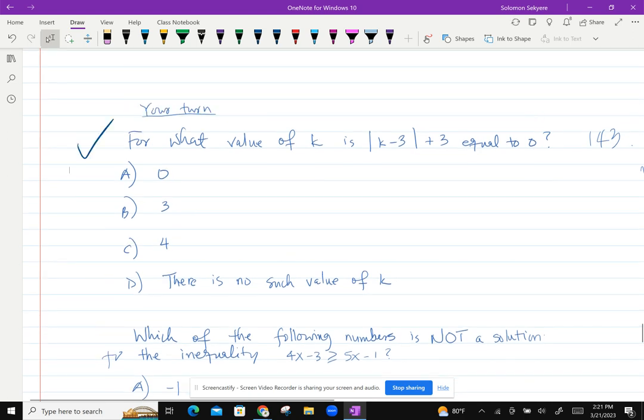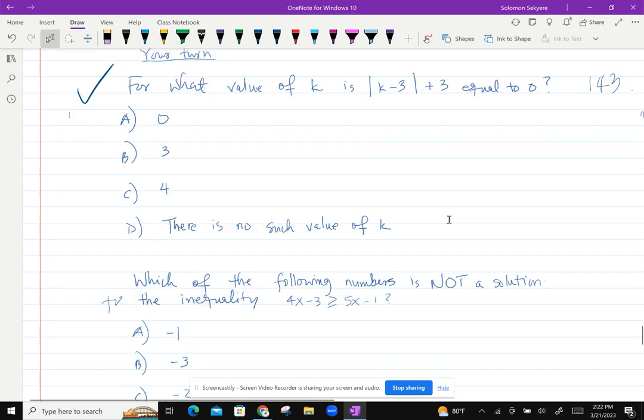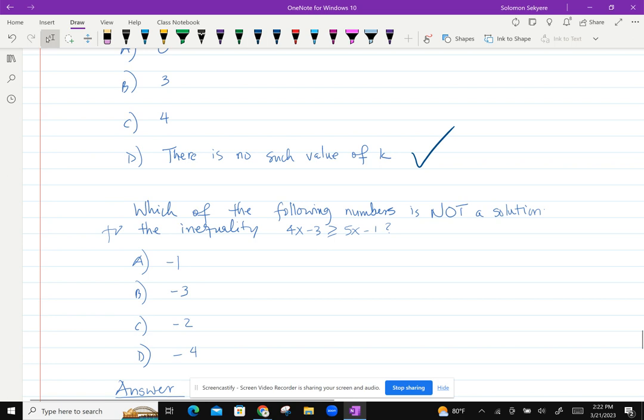So try this one right here. Your turn. What do you think your answer is? For what value of k is the absolute value of k minus 3, plus 3, equal to 0? Is it 0, 3, 4, or there is no such value of k? That's the right answer. D is the right answer.